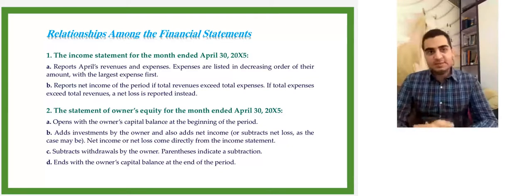In any case, for the statement of owner's equity, which is for the month ended April 30th, 20x5, first, we're going to bring the owner's capital balance at the beginning of the period. Then we're going to add investments and also net income or net loss, that I said earlier we're going to need for this part. And then we're going to subtract any withdrawals by the owner. Finally, we have the capital balance at the end of the period.